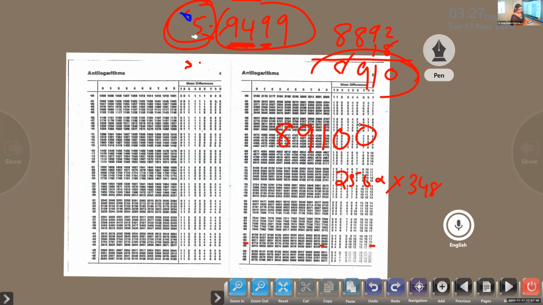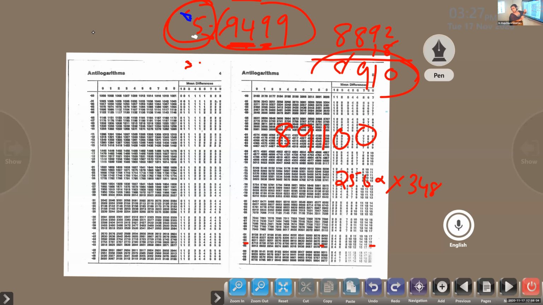892562 into 348. Yes. In that you will get 89156. So 1 digit more, less. So we have to add a 0. So in total, 5 plus 1 digits we have to add in the final answer.